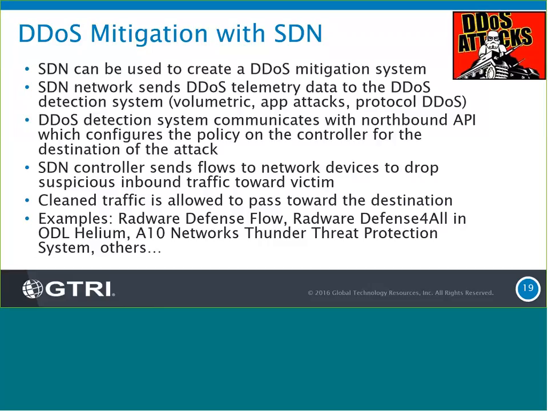So mitigate the DDoS traffic without taking the victim system offline. We could use some more intelligence in the network to identify that malicious traffic and suspicious traffic towards the victim, but allow cleaned traffic, legitimate traffic, to continue to flow. There's many examples of this on the market. Radware's Defense Flow, their Defense for All Service, Open Daylight Helium has this capability built into it, A10 Networks Thunder Threat Protection System, and there are others too.